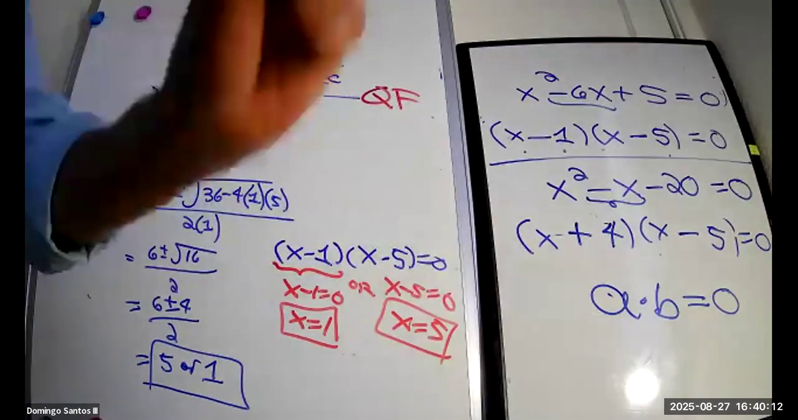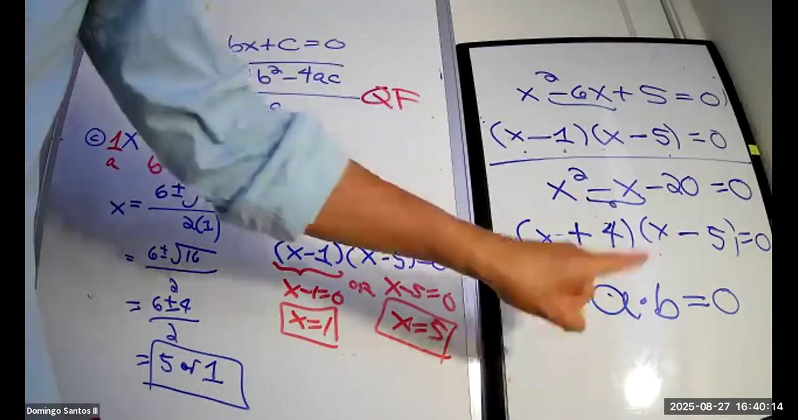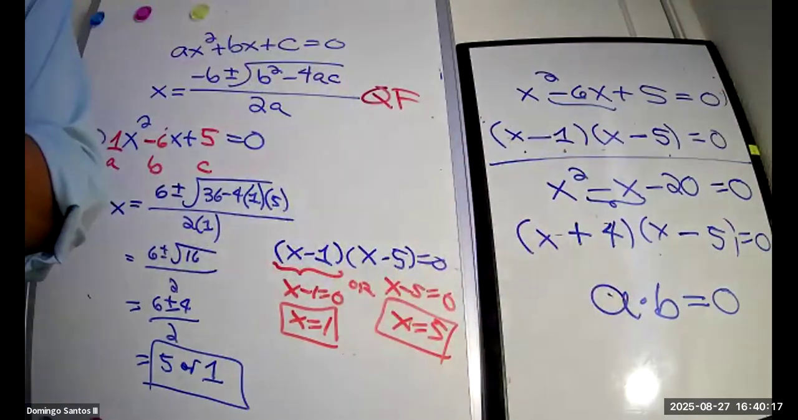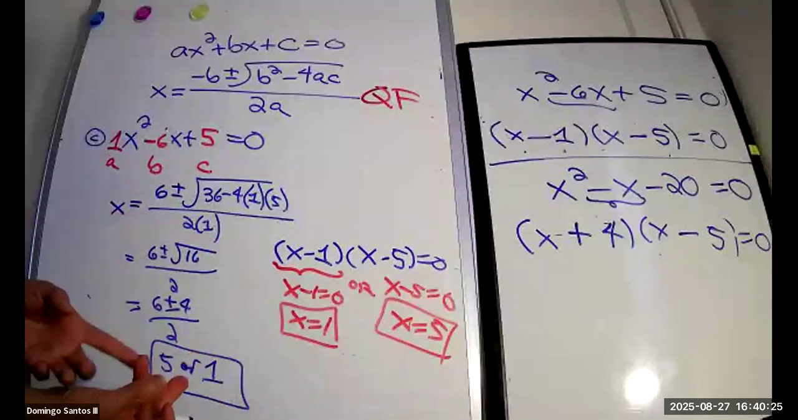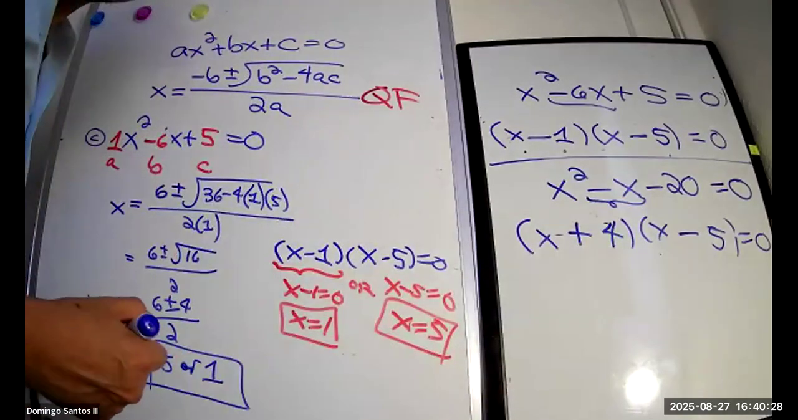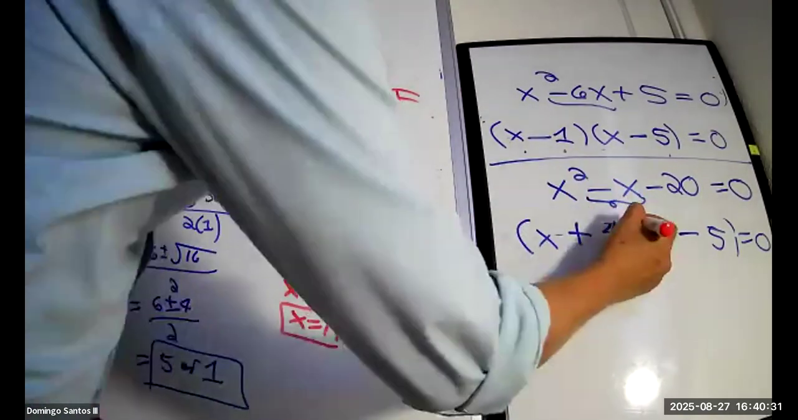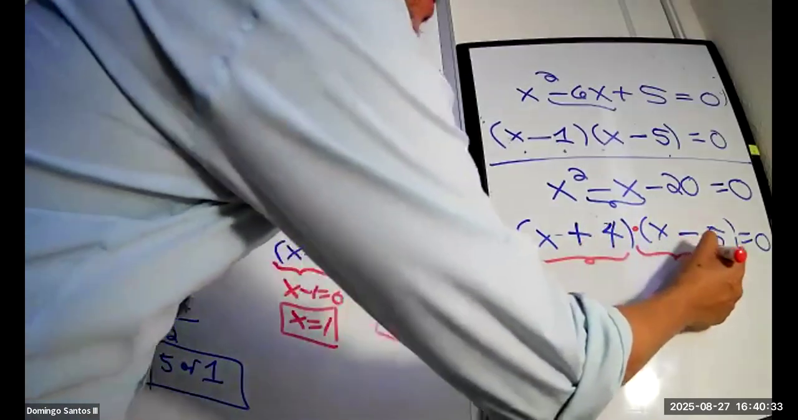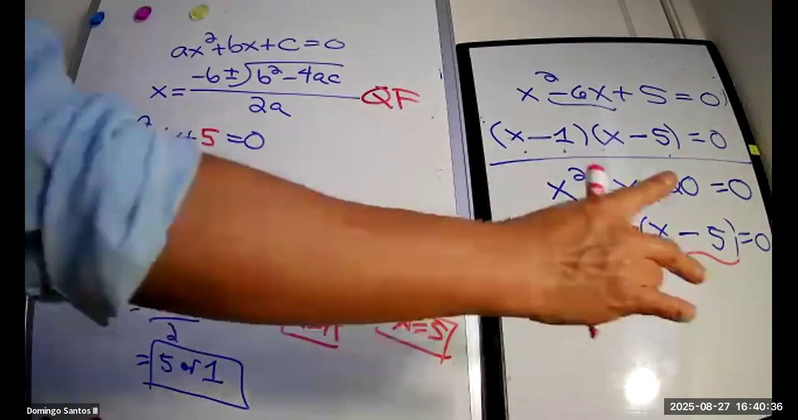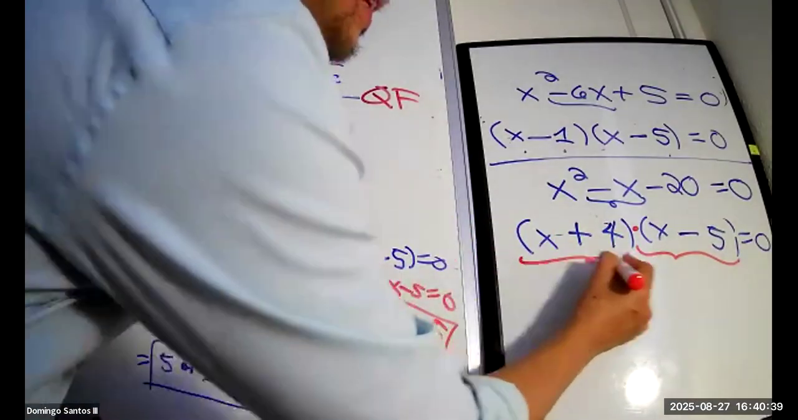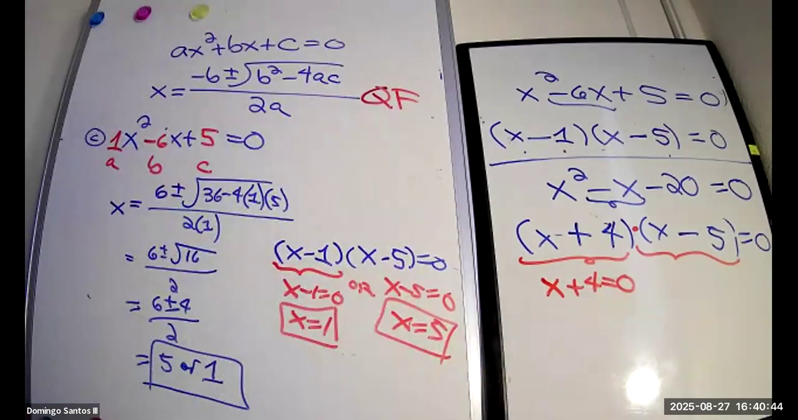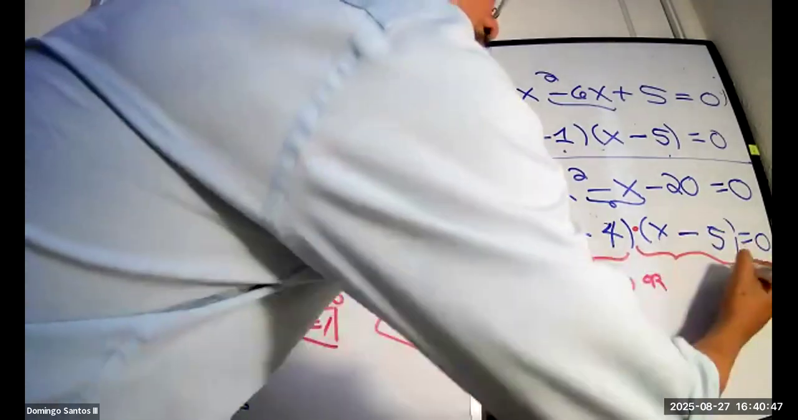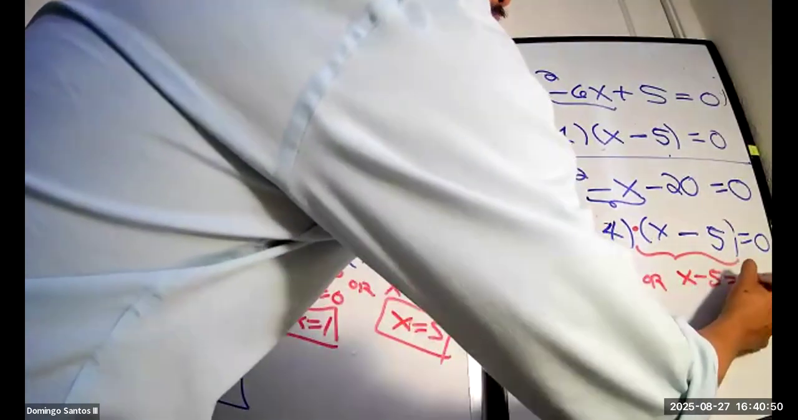0 times 0 is 0. Or one of them is 0. A, whatever that is, 1 million times 0 is also 0. 0 times 3 billion would also be 0, right? Yeah. That's why, if you're getting solutions, this is a product. One factor times another factor equals 0. That means there's 2 cases here: this factor equals 0, or this factor equals 0.